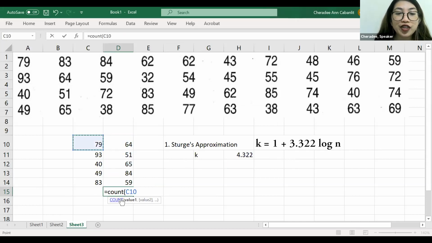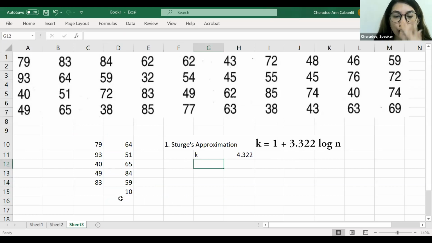So meaning to say, you need to have 4.322 classes. So round up or round down? Always round up. So that's 5, so that you can cater all the classes. After that, the next process is to get the lowest and the highest value.